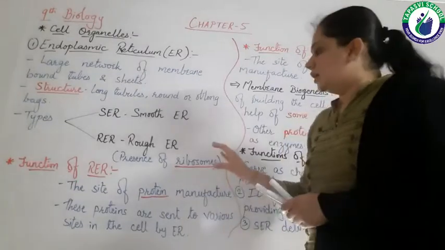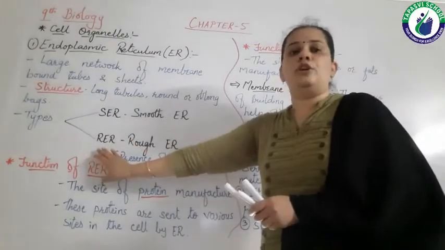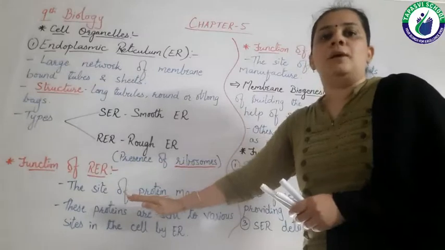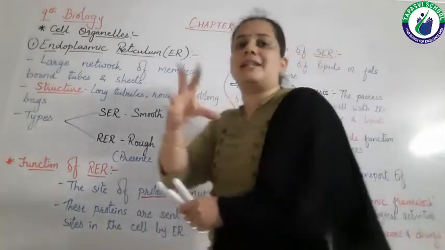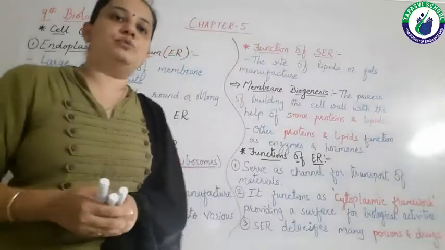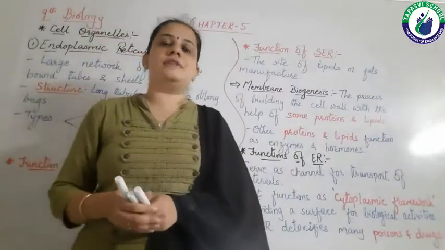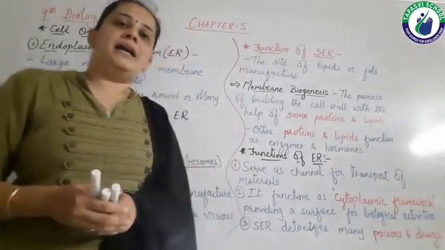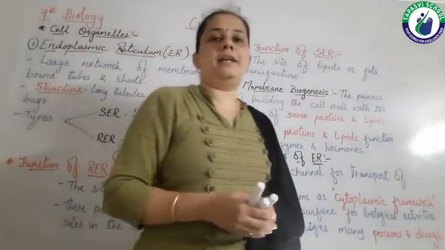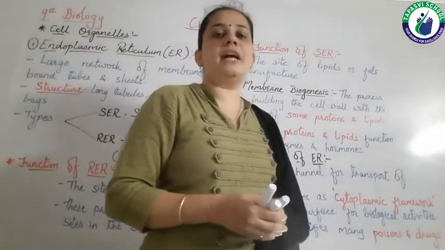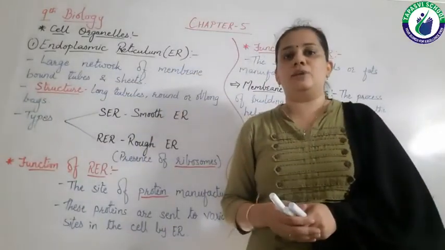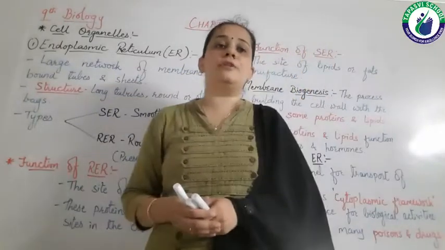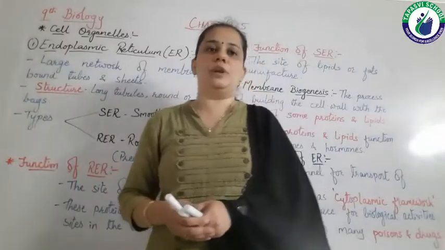This means only rough endoplasmic reticulum produces the proteins, and these proteins are transported to various regions of the cell by the endoplasmic reticulum, right? So that is the function of rough endoplasmic reticulum. Now what is the function of smooth endoplasmic reticulum?